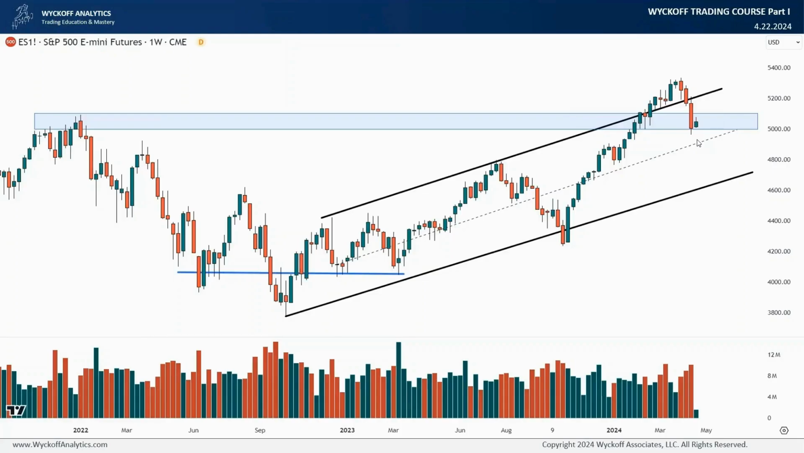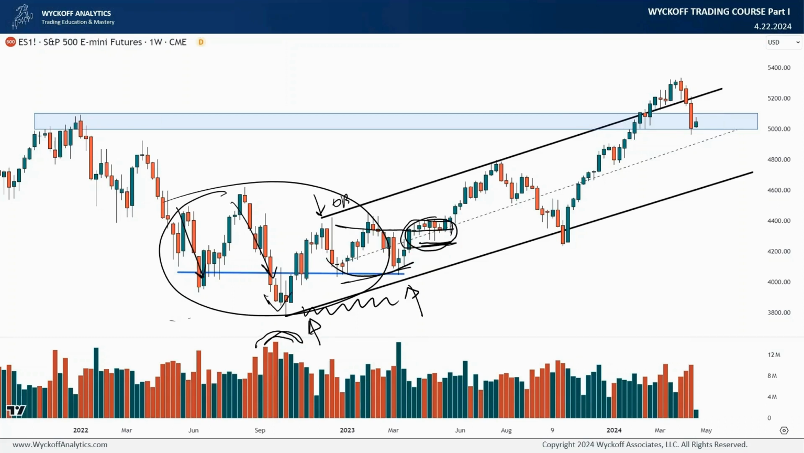But the first question is, what's the environment since late 22? We have a big accumulation structure. Look at the demand that was coming in late September 2022. We have this beautiful uptrend. This correction is quite deep.